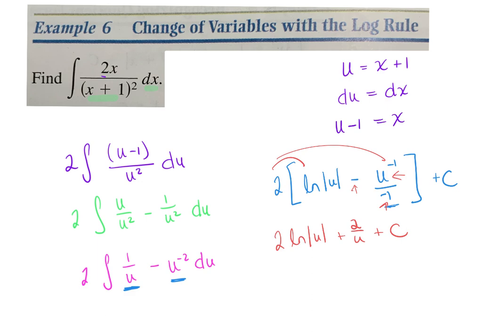And now my last step is to plug my u back in, right? I can't leave it in terms of u. I need to actually go back up here and plug him in. So the final answer here is going to be 2 natural log of x plus 1, plus 2 over x plus 1, plus c.